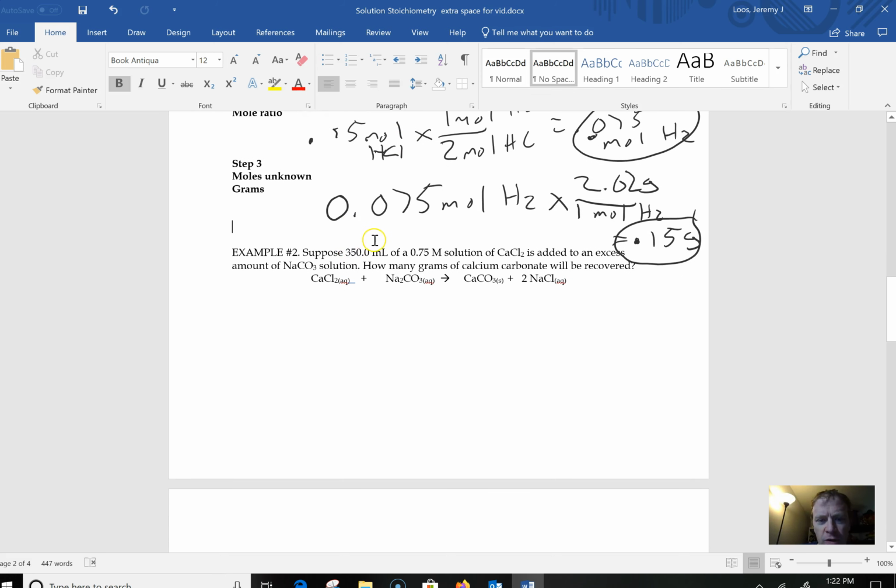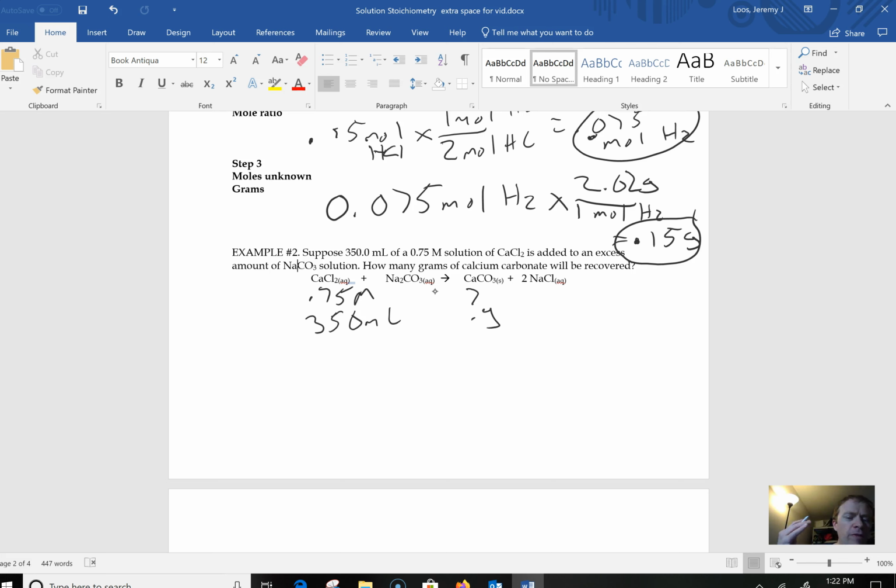It says, suppose 350 milliliters of 0.75 molar calcium chloride solution is added to excess amount of Na2CO3, so sodium carbonate. There should be a 2 there. How many grams of calcium carbonate will be recovered? So again, we're paying attention to state symbols, paying attention to the information that we're being given. This is an aqueous solution. It's saying there's 0.75 molar, and we've got 350 milliliters of it. And it's asking me for grams of this.